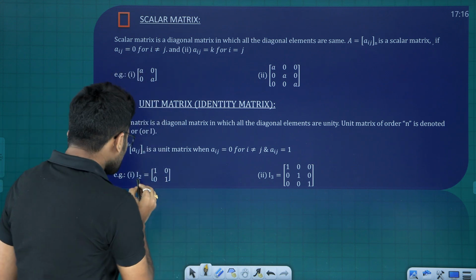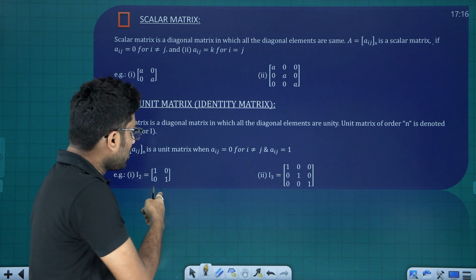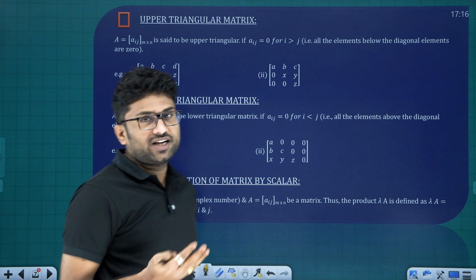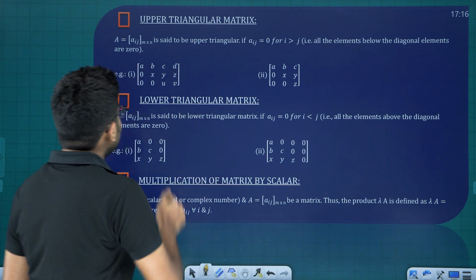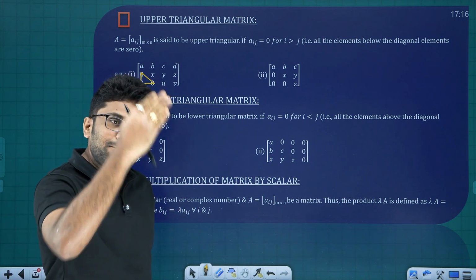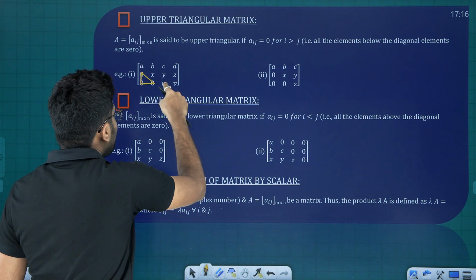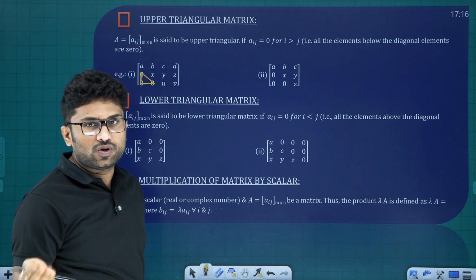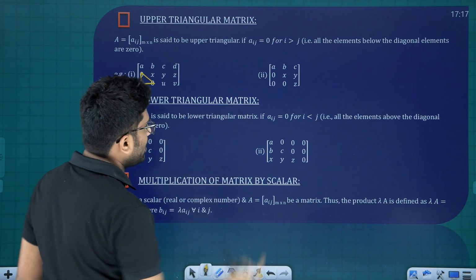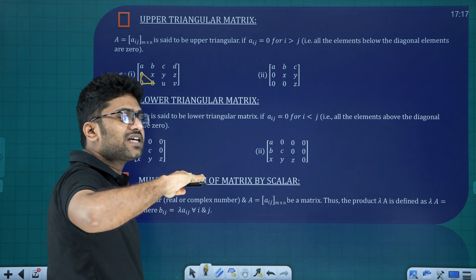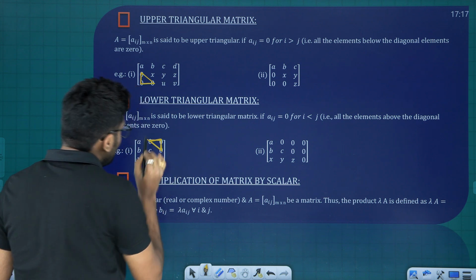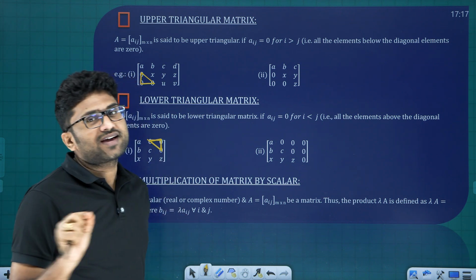As In. So I2 means the identity matrix of order 2, and I3 the identity matrix of order 3. Next, upper triangular matrix and lower triangular matrix. A matrix is said to be upper triangular if all the elements lying below the principal diagonal are 0. And a matrix is said to be lower triangular if all the elements lying above the principal diagonal are 0.